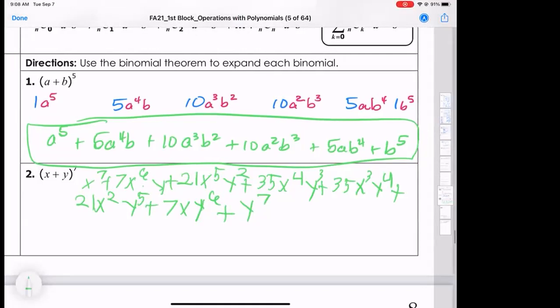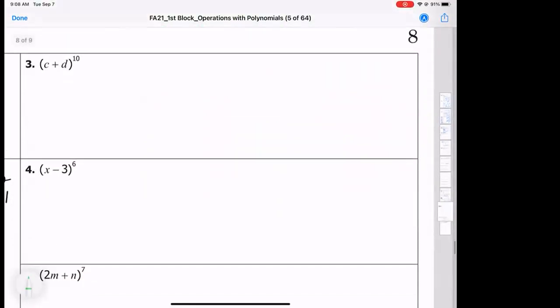All right, Miss Sid, did you say you wanted to do number 3? All right. Here you go, number 3. Take a look, check your work, check your work.